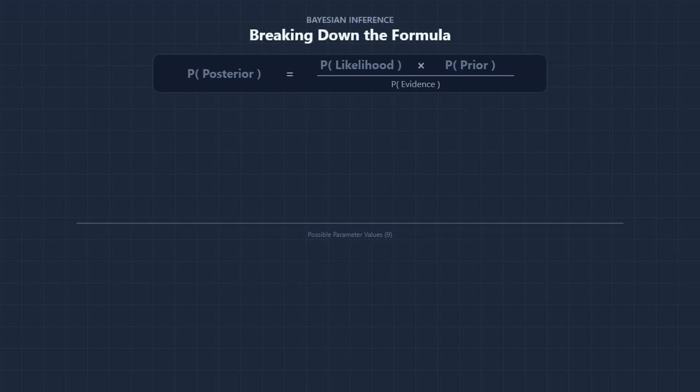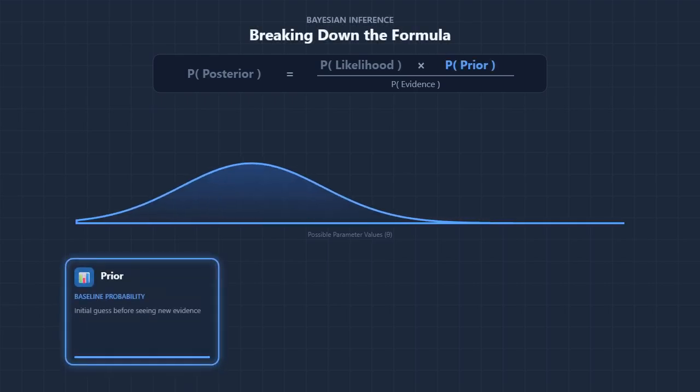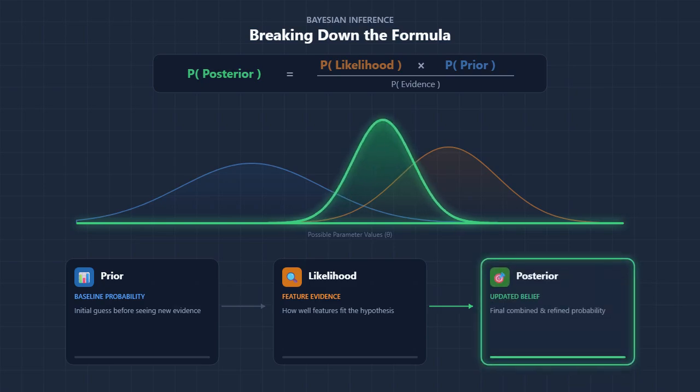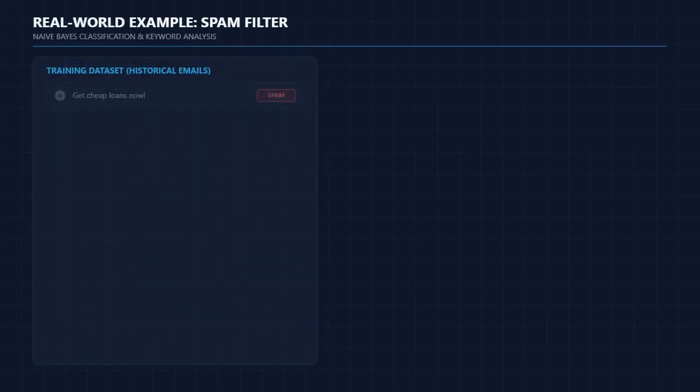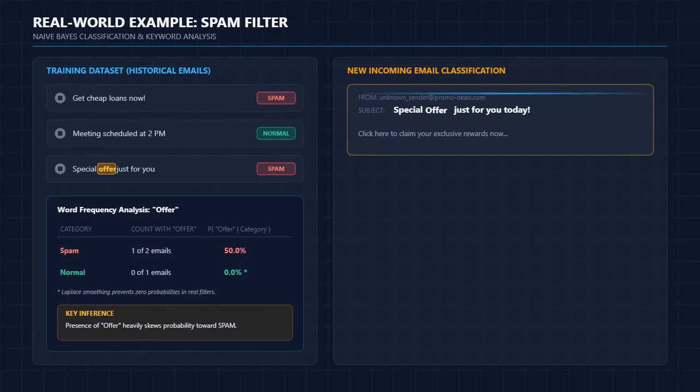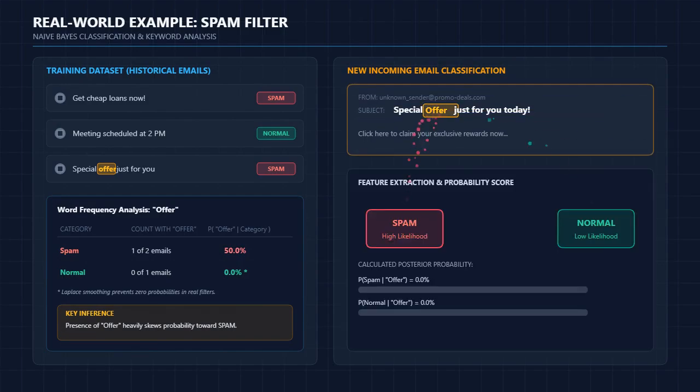Let's break it down. We have the prior probability, which is our baseline guess, the likelihood, which is the evidence from our features, and the posterior, which is our final updated belief. Let's build a classic email spam filter. Imagine we receive a new email containing the word offer. We want to classify it as either spam or normal.